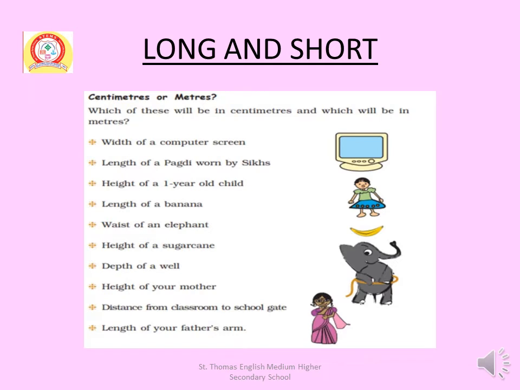We have some objects in this slide. Can you find out which of these will be in centimeters and which will be in meters? Number 1, width of a computer screen. Number 2, length of a pagdi worn by Sikhs. Number 3, height of a 1-year-old child. Number 4, length of a banana. Number 5, waist of an elephant.